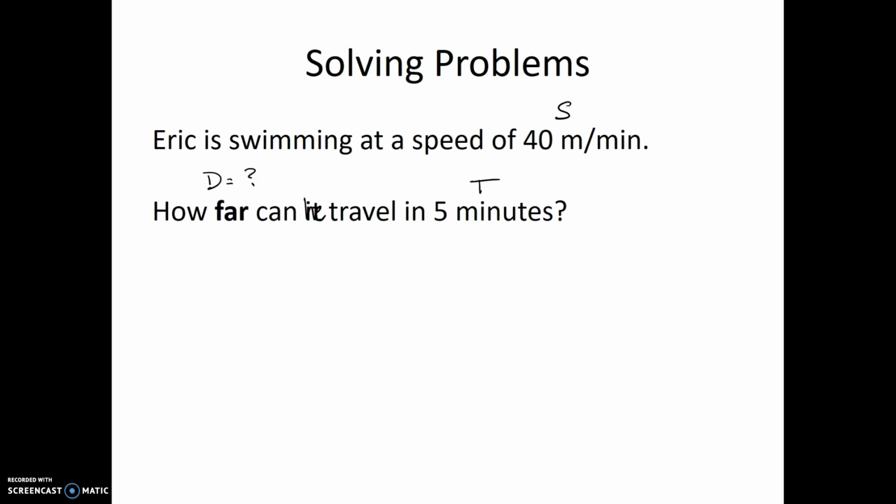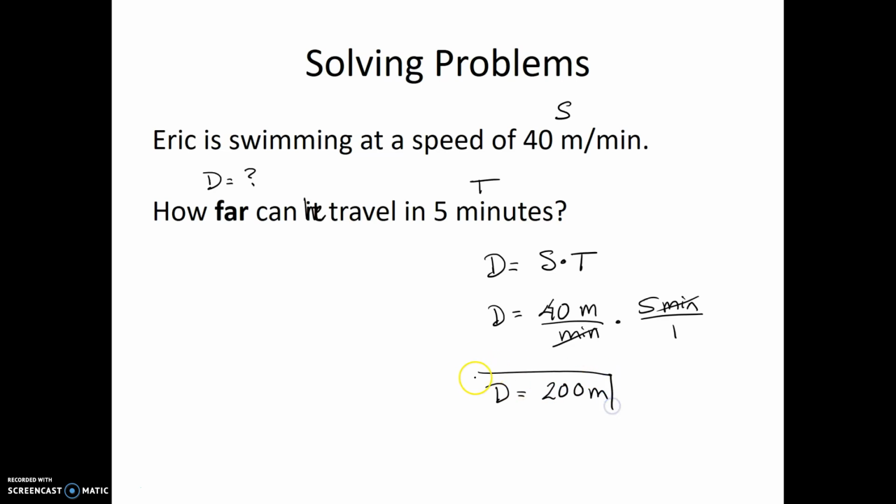Again, we need to write our formula, then substitute in, and then solve. So we're going to use the distance formula, since that's what we're trying to figure out. Okay, so there it is. And then our distance equals 40 meters per minute times 5 minutes. Cross out the minutes. That helps us remember that we're going to end up with an answer in terms of meters. Our distance is 40 times 5, which equals 200 meters.